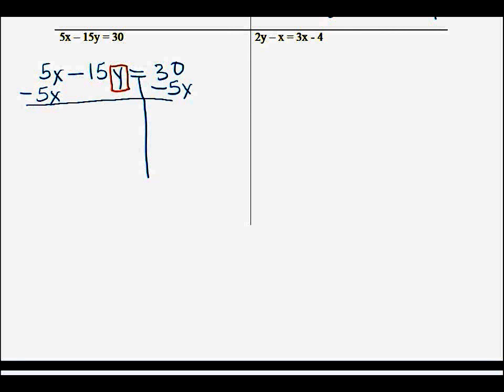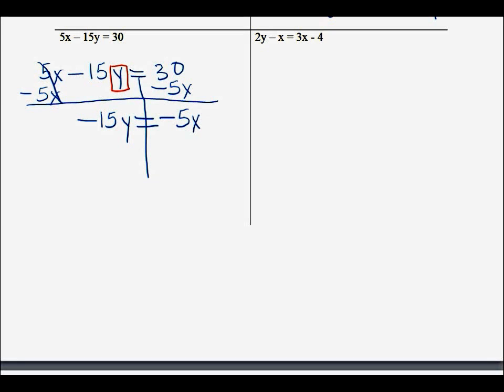I know that my goal is to isolate the variable y. So I start off by subtracting this 5x from both sides of my equation, leaving me with negative 15y equals a negative 5x plus 30. Now I'll divide everything by negative 15.